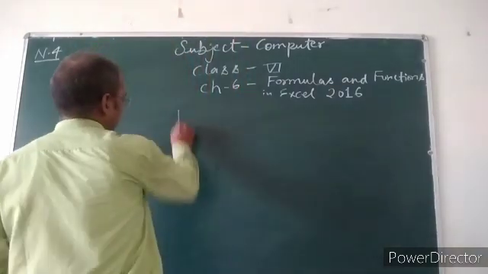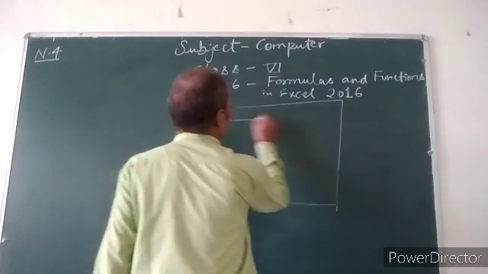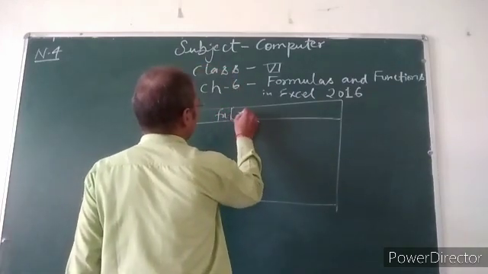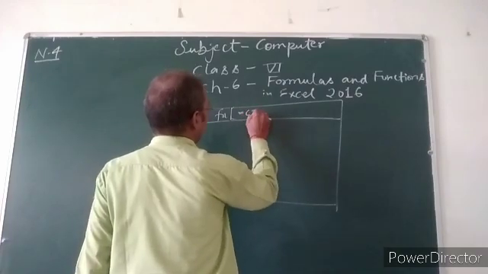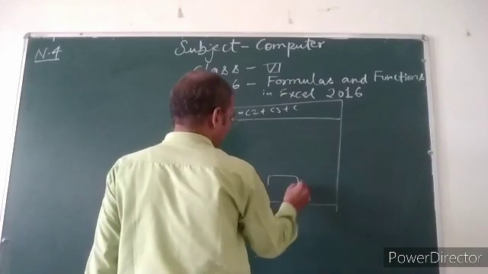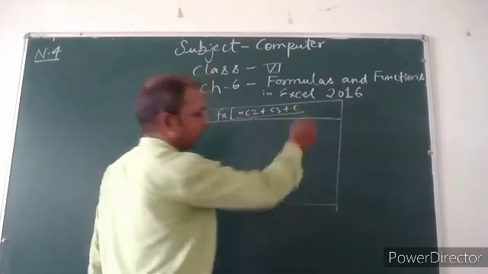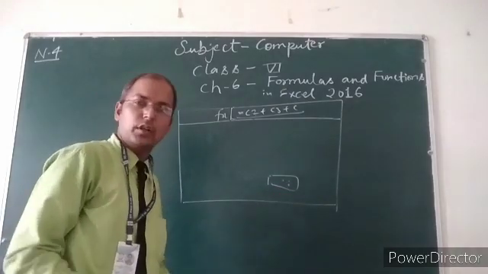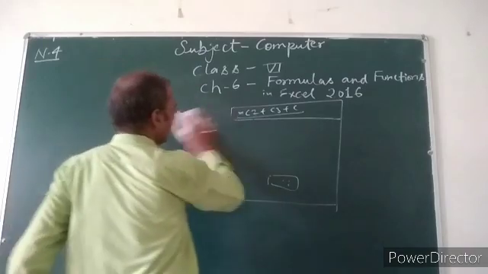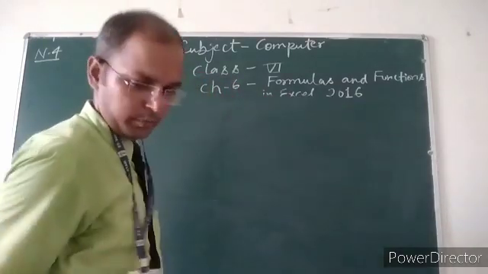In this manner, in the Excel sheet, use the formula fx. Here write C2 plus C3 plus whatever you want in the particular place. You can write all the cell addresses in the formula, then press enter and get the total. For this reason, you will use the second method for adding the numbers.